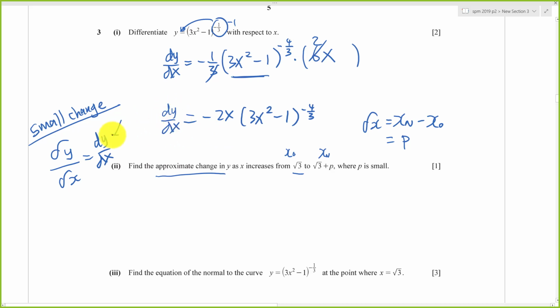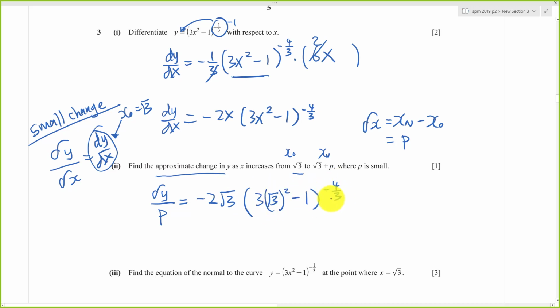But a very important point here is you always need to substitute your original value of x into your dy/dx. Okay, sub the original value of x into the dy/dx. So I will sub into the dy/dx here. So I will have change of y over change of x, which is p, equals dy/dx, which will be -2 times the original value of x, which is √3, isn't it? So -2√3 (3(√3) squared minus 1) to the power of -4/3.